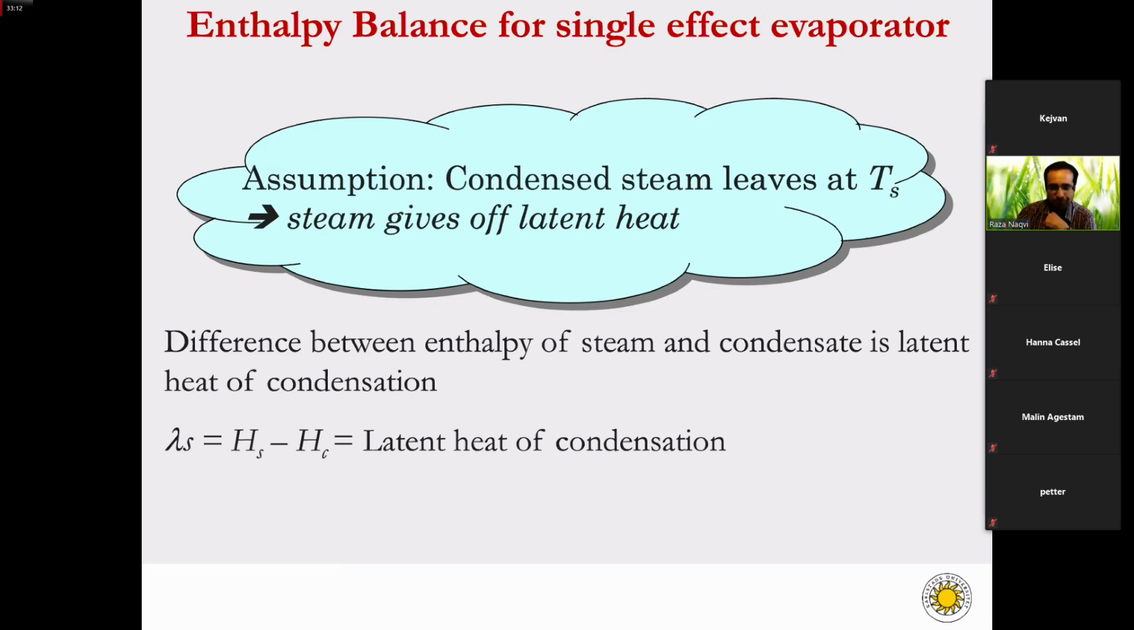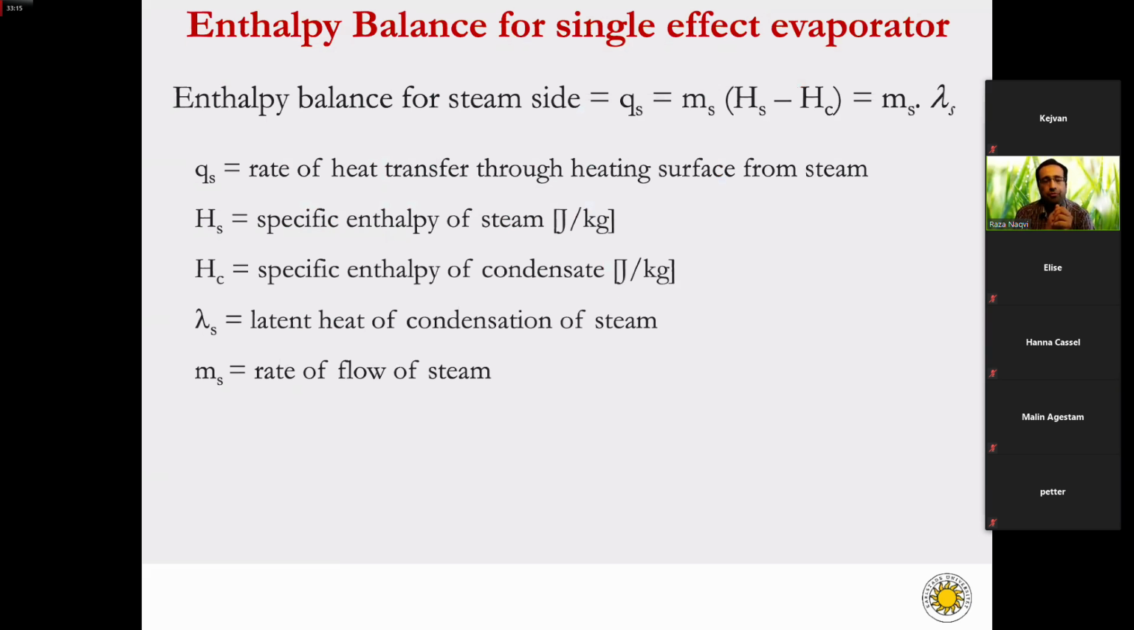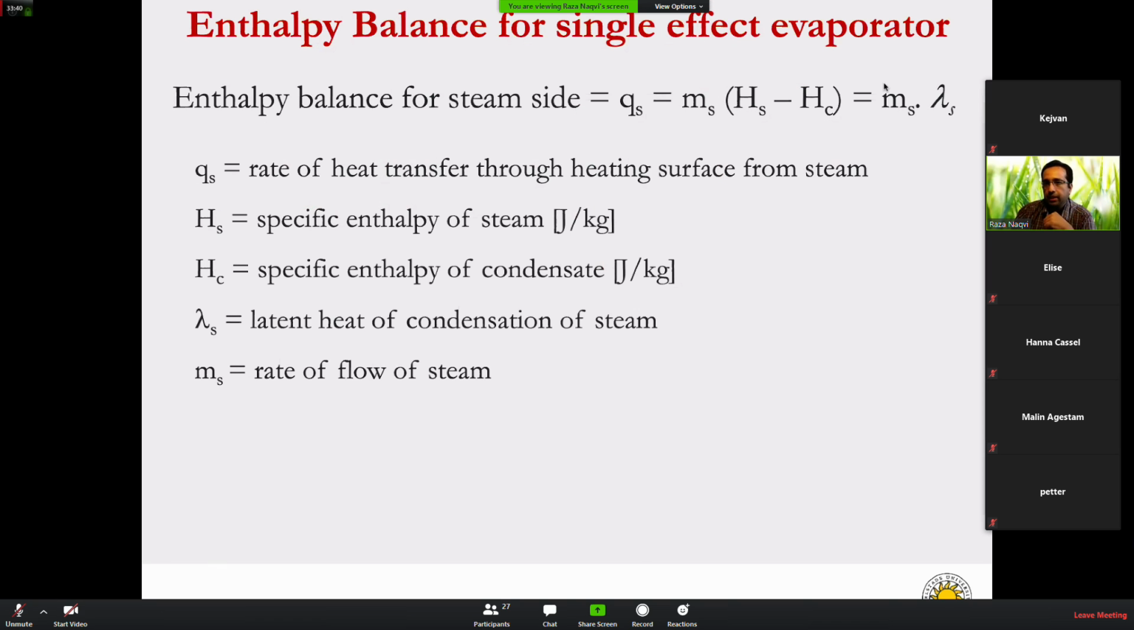Now we have to perform an energy balance for the steam side, and we have to perform an energy balance for the liquid side. So the amount of energy that is transferred, or the rate of heat transfer through the heating surface from the steam, will be equal to the enthalpy difference, which is the latent heat of condensation, multiplied by the flow rate of the steam, and we can denote it as m lambda s, right?